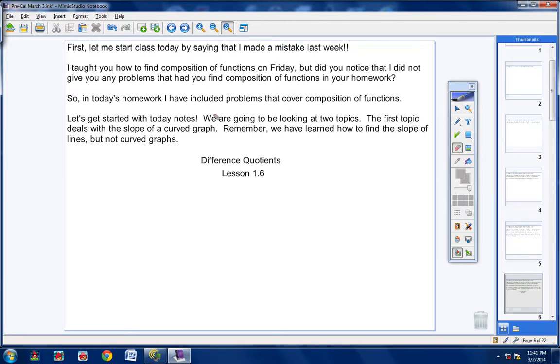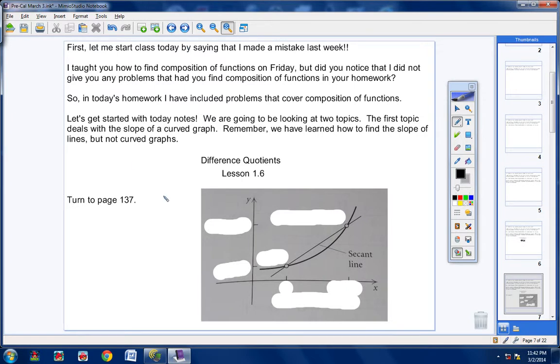Now, if you want to, we'll go ahead and copy your heading down. The heading today is called, one of the headings is called Difference Quotients. Difference Quotients, lesson 1.6, and the date today is the 3rd. So 3/3/14, okay? Difference Quotients, lesson 1.6, and March 3rd is the date. Now, you're welcome to turn to page 137 if you would like to.